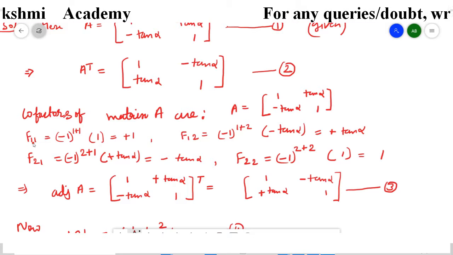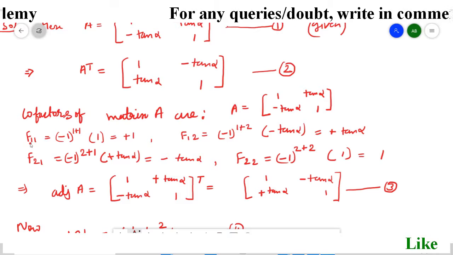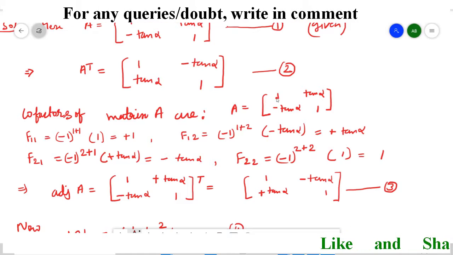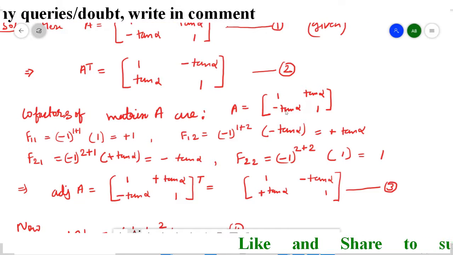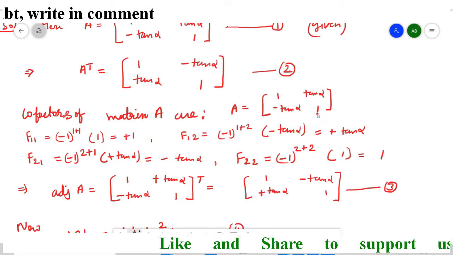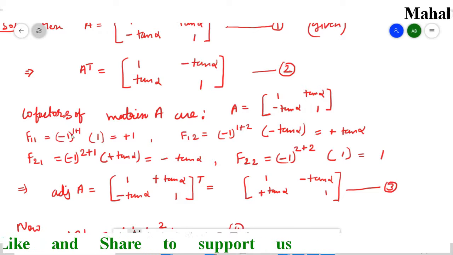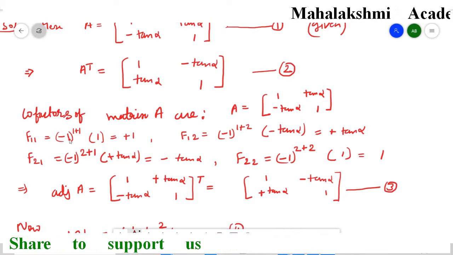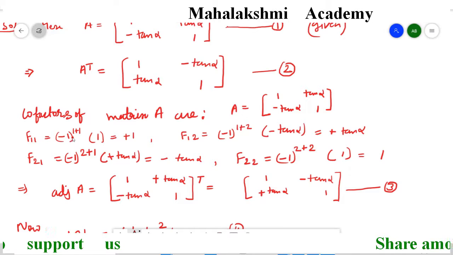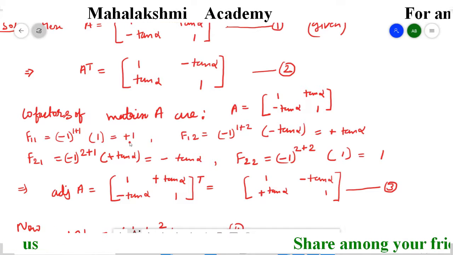So I started first with F11. F11 means first row, first column. For this place, when we cross out its row and column, we are left with this one element. So this one will come here. The factor (−1)^(1+1) always comes with the cofactors. So when we solve this, we will get plus 1.